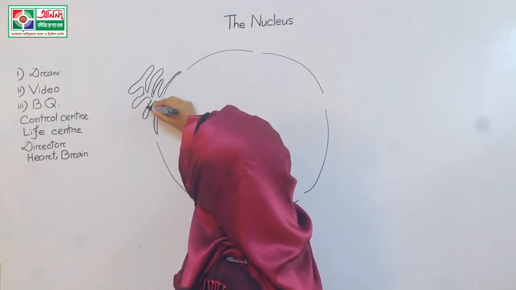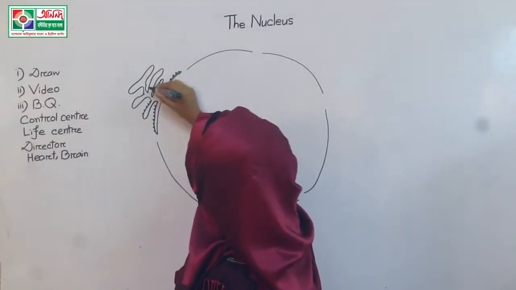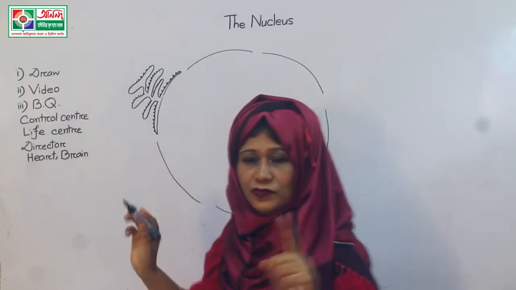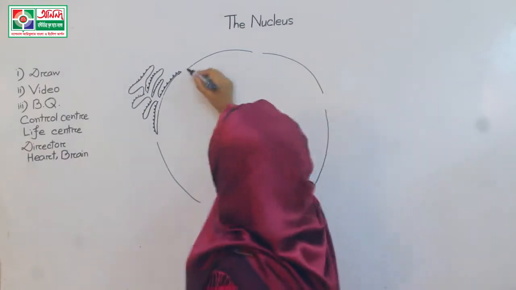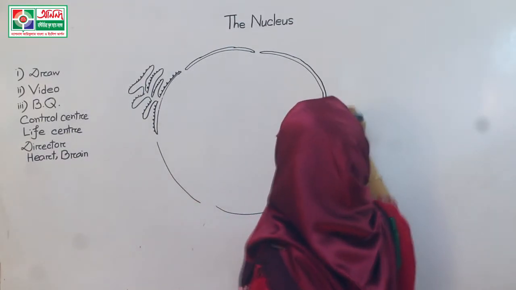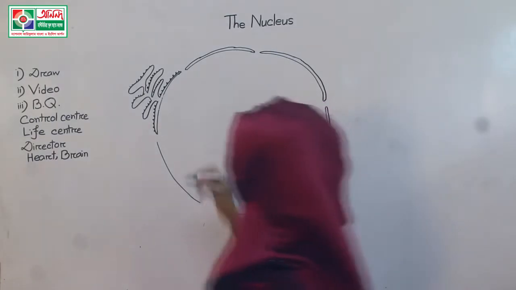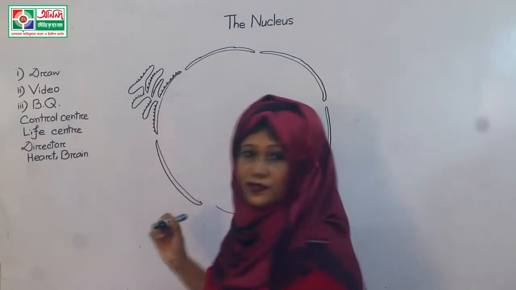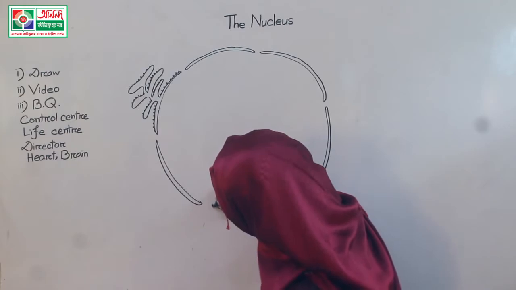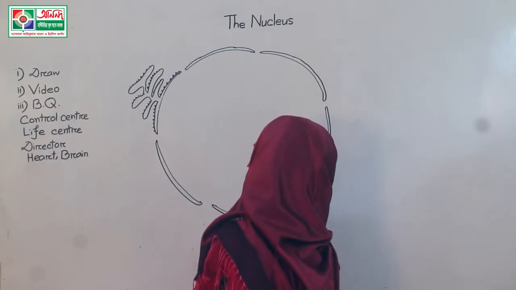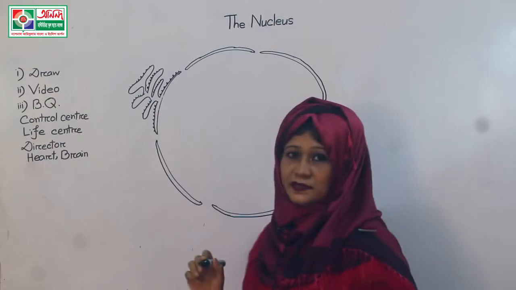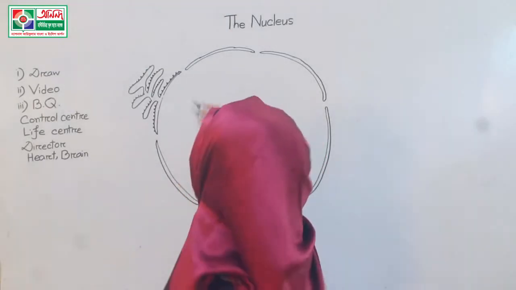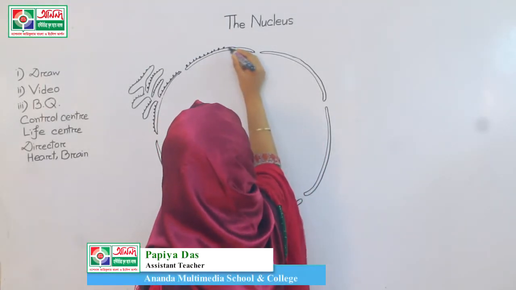We are putting some dots here. These are the ribosomes. And now we will complete the nuclear membrane. This is our nuclear membrane. It is bilayered, that means made up of two layers, outer one and inner one. The outer membrane is studded with ribosomes. That's why now we will give some ribosomes on the outer membrane. These are ribosomes.